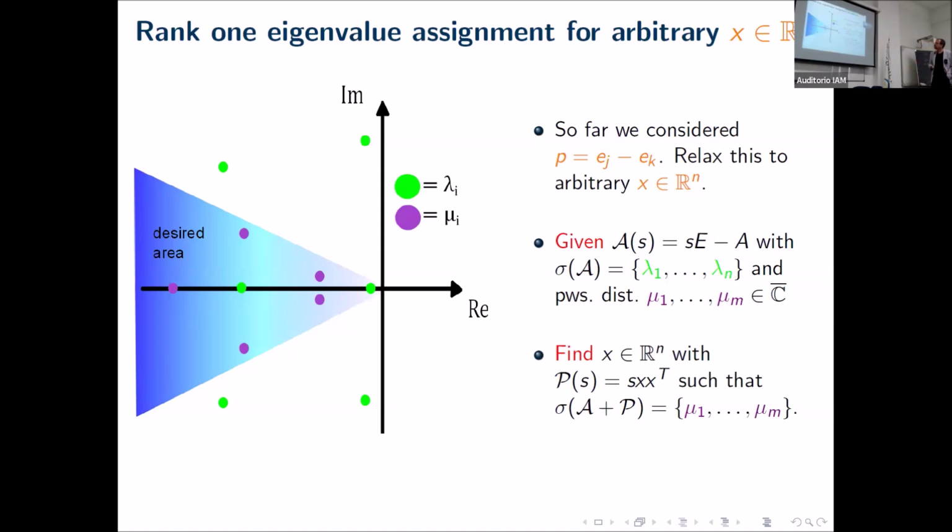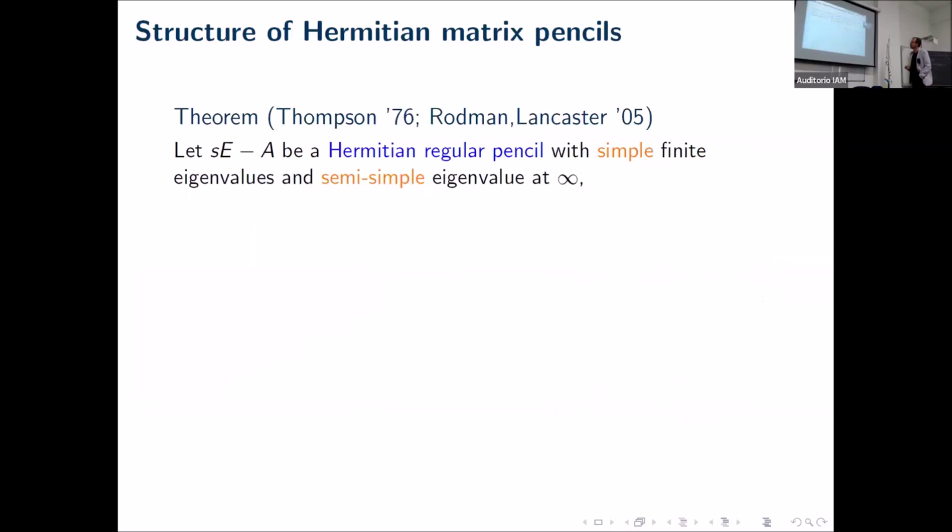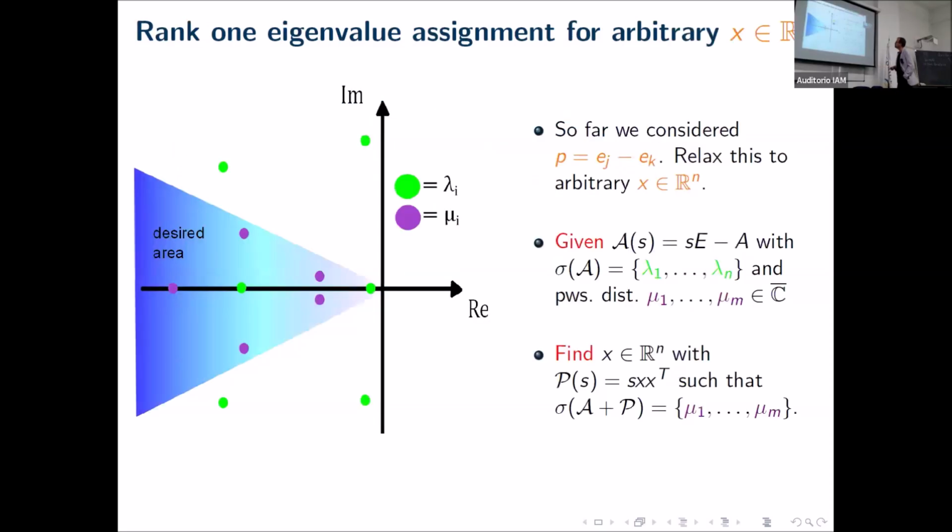And I will show you the result. The result is a little bit technical. For this we need, unfortunately, a good point to say, I haven't stressed it so far: E and A are Hermitian matrices in our situation. So far it was not important.